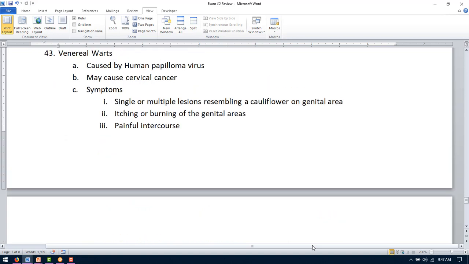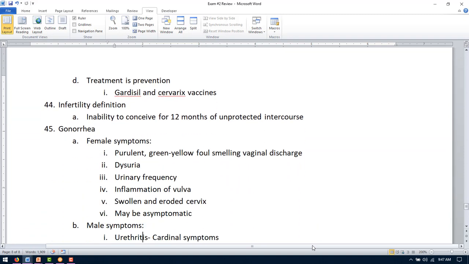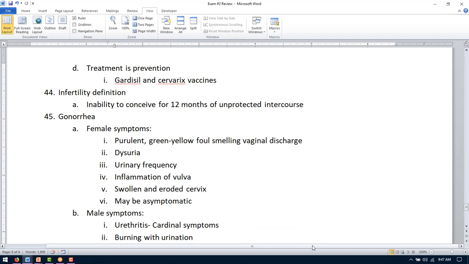Venereal warts caused by the HPV. Some strains of it may actually cause cervical cancer. The symptoms of venereal warts are going to be these lesions that actually look like a cauliflower, a big wart on the genital area, itching or burning. It's going to be painful for them to have intercourse. The only treatment for that is the prevention, which is the Gardasil and the Cervarix vaccines.